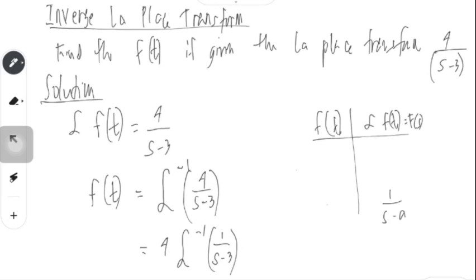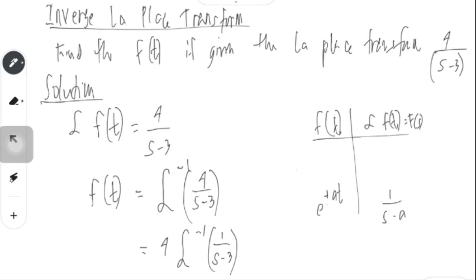Sir, yung e raised to negative at po. E to the positive at. Tama, di ba? So, in order to have a Laplace transform of 1 all over s minus a, the function of t should be e to the positive at. So, in this case, if we're going to compare, a turns out to be 3. Ayun, parehas na ng format.